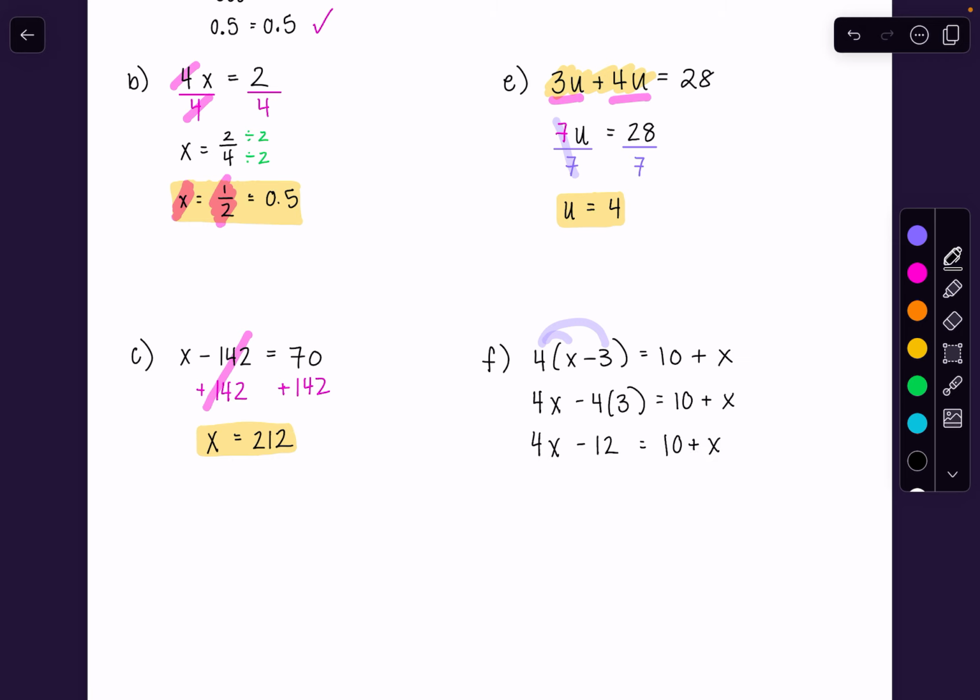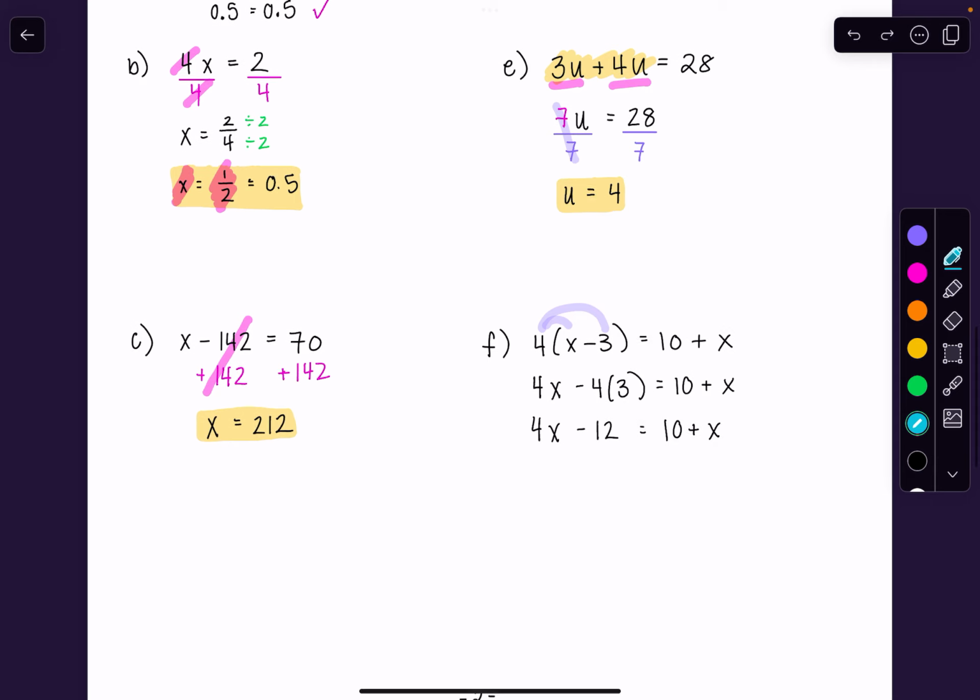Okay. Now at this stage, it's looking a lot better, but I still have x's on both sides, and I still have a constant on both sides. So you can go about this whatever way you want. You can start by moving constants over, but I think the easier thing is start by moving x's. You've got more over here, so it's going to make more sense for me to bring this x to the other side.